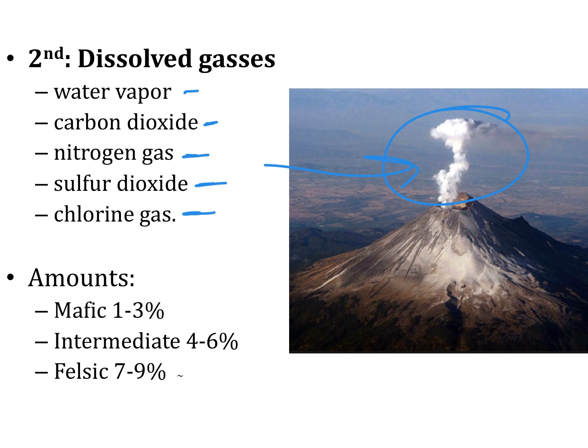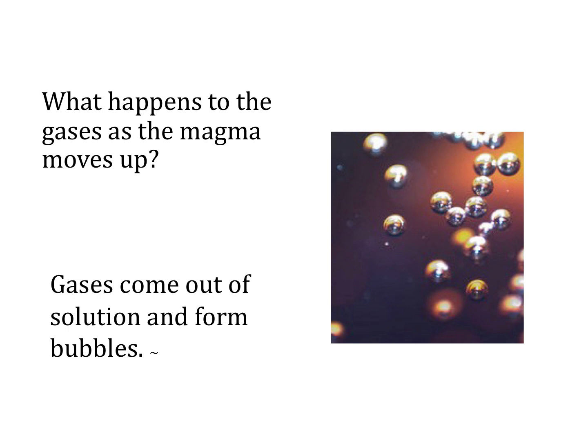The amount of dissolved gas varies by the composition of the magma. So mafic magmas have the lowest amount of dissolved gas, while felsic magmas have the highest amount of dissolved gas. And you can see in general it's under 10%. So what happens to those gases as the magma begins to move up toward the surface? Magma at depth is under a lot of pressure from overlying rocks. And when you move it up towards the surface, it's under less and less pressure. And what happens to those gases is then that they come out of solution and form bubbles.